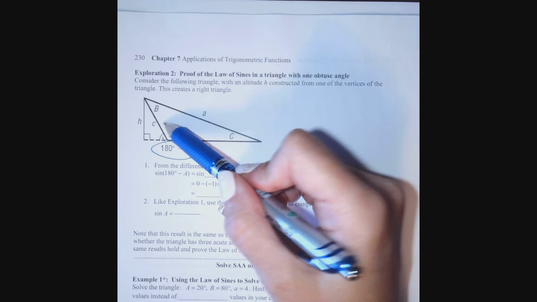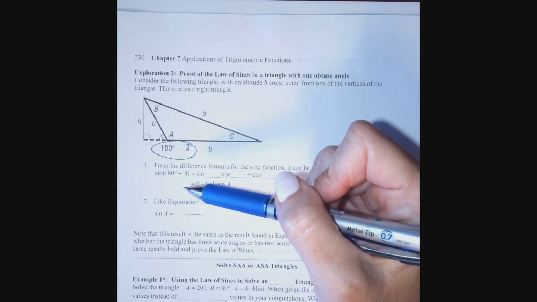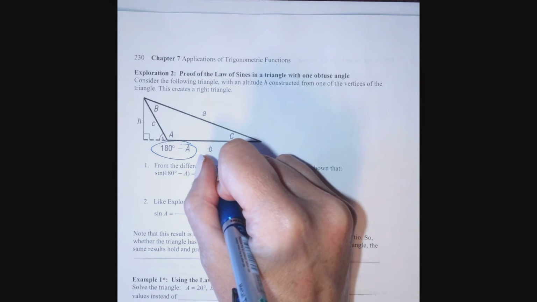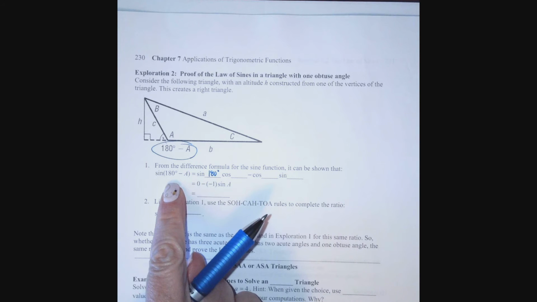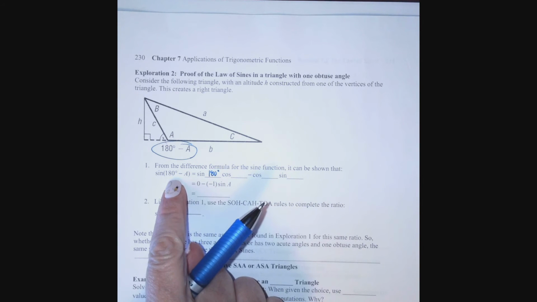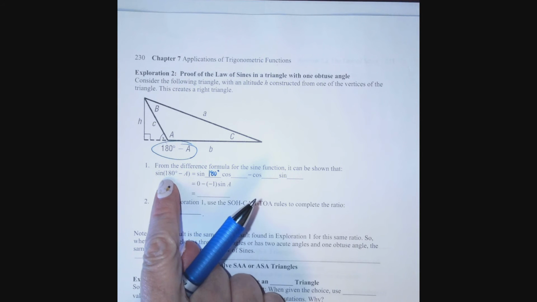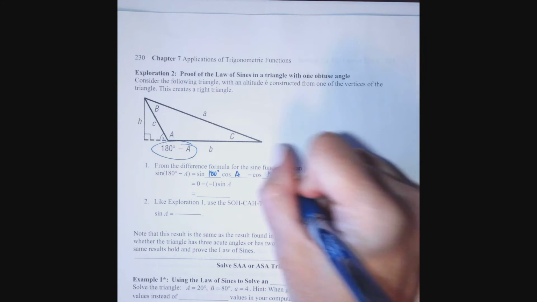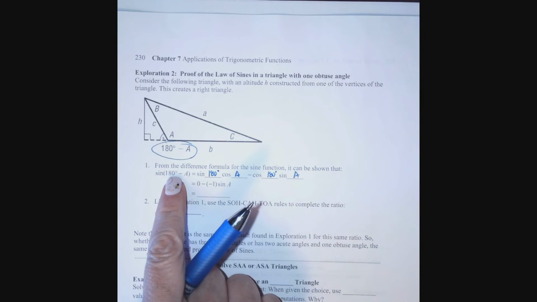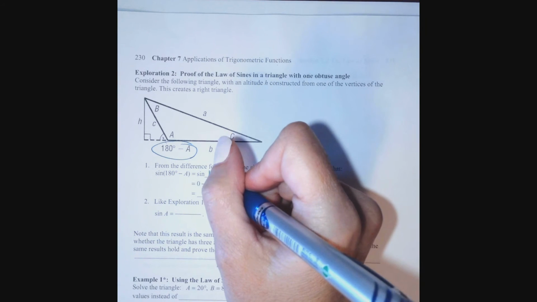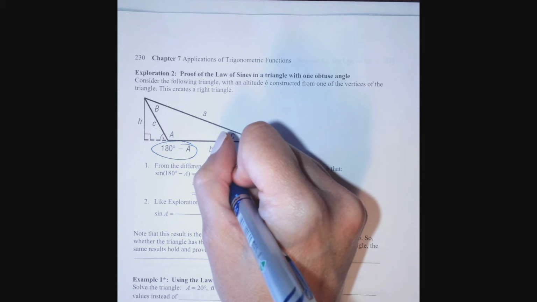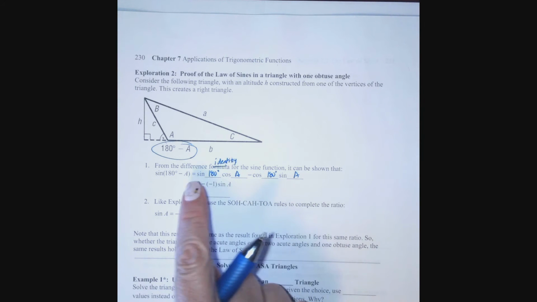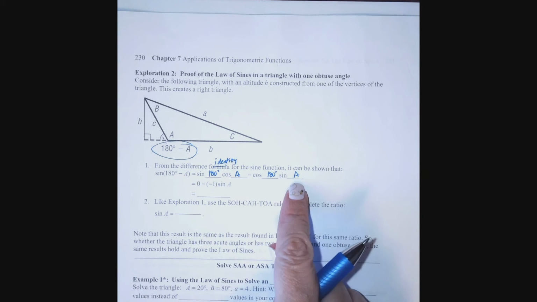So h over c. But if we use the difference formula, we can calculate it as sine of 180 degrees, cosine of A minus cosine of 180 sine of A. That's one of my sum and difference identities. I'm sorry, the sine difference identity. I'm used to teaching from a book that calls these identities instead of formulas, and it threw me. If I use the sine difference identity, sine of 180 cosine A minus cosine 180 sine A.